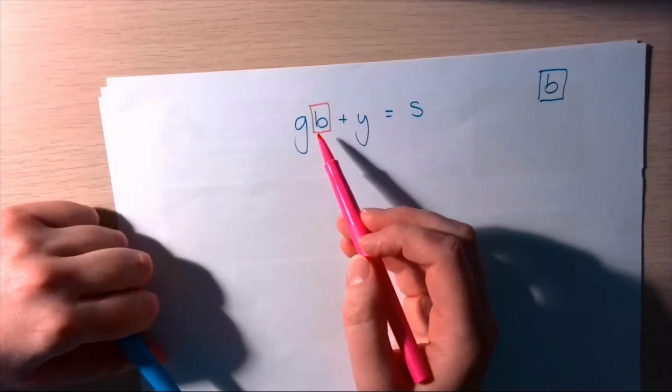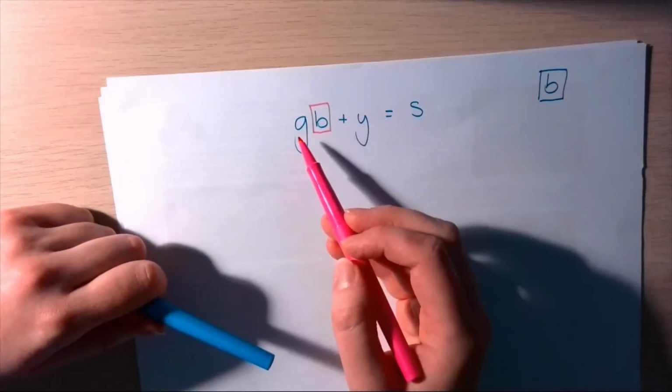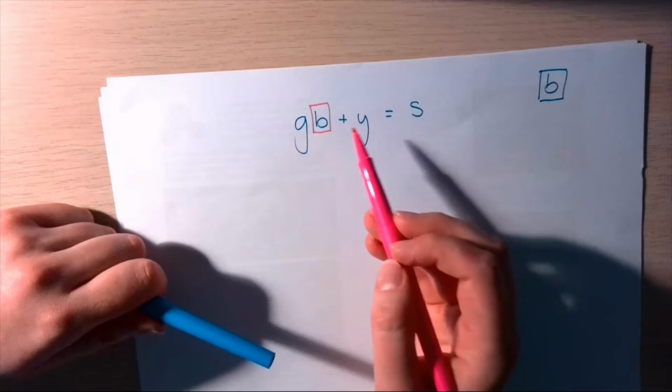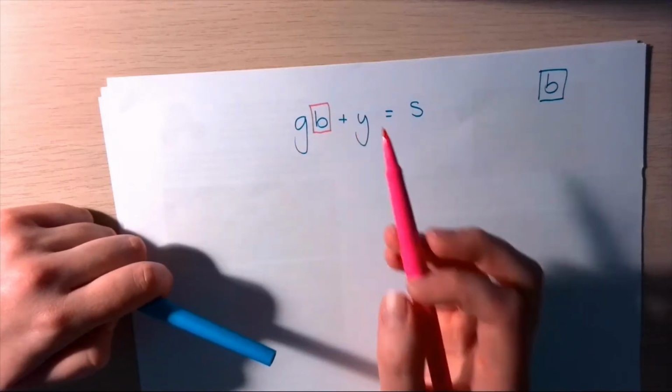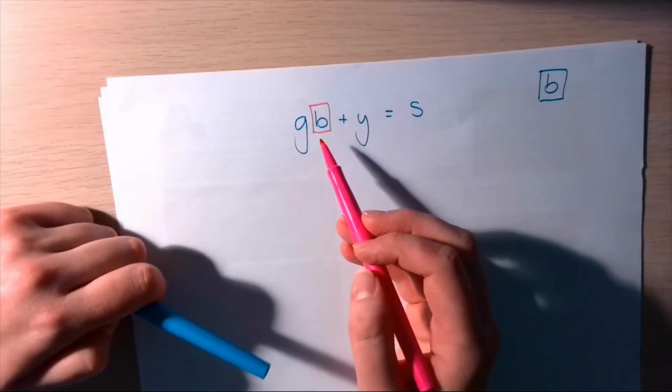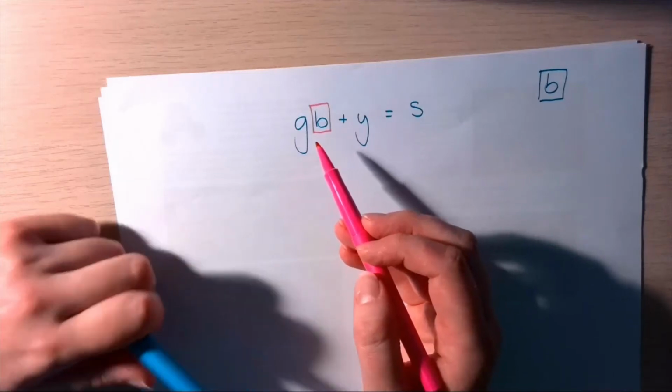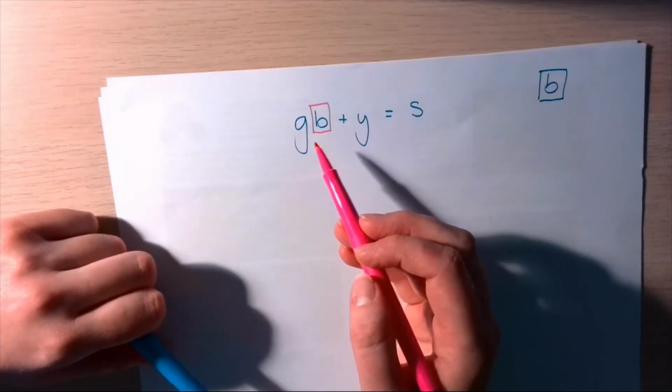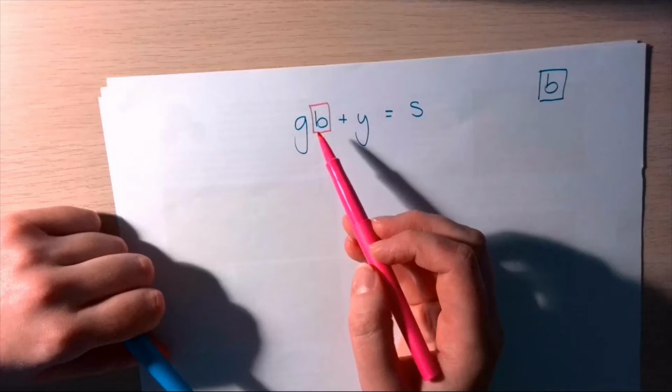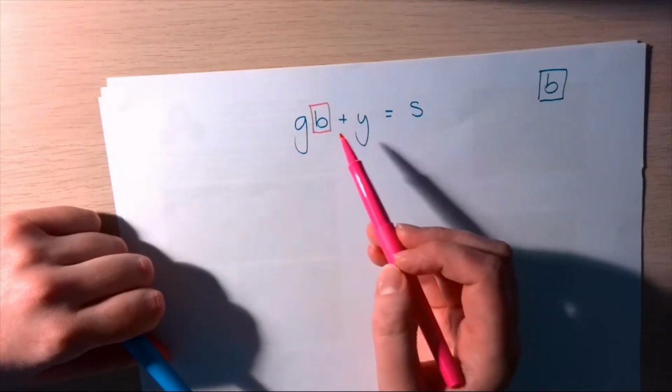So I've got my b here. What am I doing to it first? I'm multiplying it by g, and then I'm adding y. Now, the important thing about the story of b is, when we undo it, we have to start at the end of the story. So b is being multiplied by g, and we're adding y.